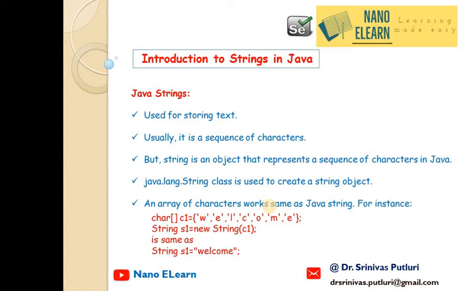The java.lang.String class is used to create a string object. An array of characters works the same as a Java string. For instance, consider a character array c1 assigned the characters W, E, L, C, O, M, E, and a string variable s1 assigned a new String object of c1. This is the same as String s1 = "welcome".